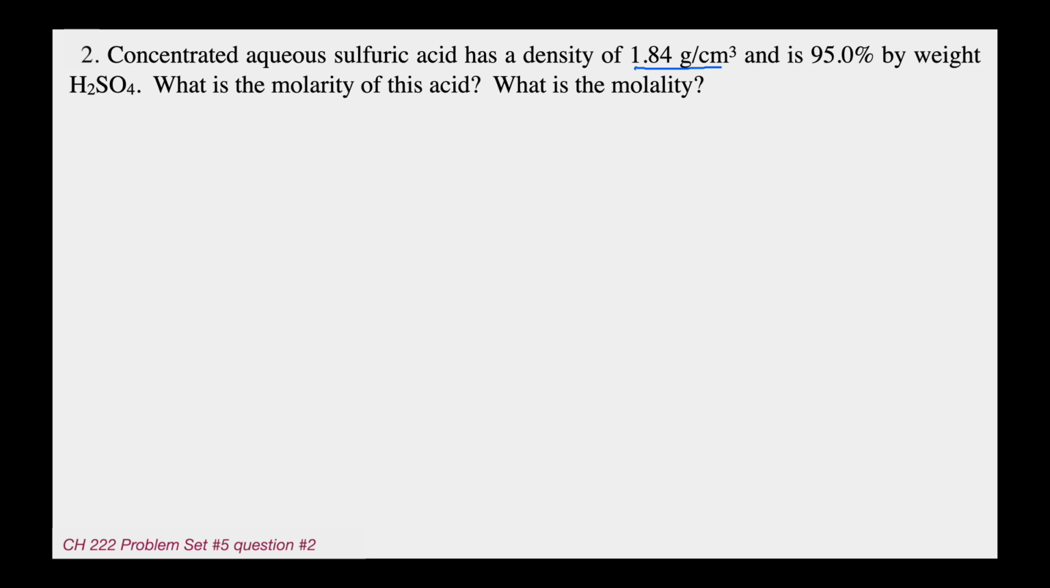It's 95.0% H2SO4. So just like we saw in the last problem, if we assume 100 grams total, that means we'd have 95.0 grams H2SO4 and only 5.0 grams of water. We can use this information to calculate both the molarity and the molality. Now, assuming again you start with 100 grams, that means you have 95 grams of solute, H2SO4, and 5.0 grams of water, the solvent. Now, molality is moles of solute, H2SO4, divided by kilograms of solvent water.